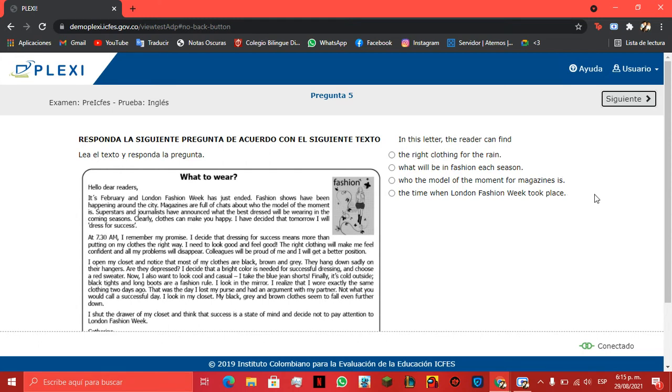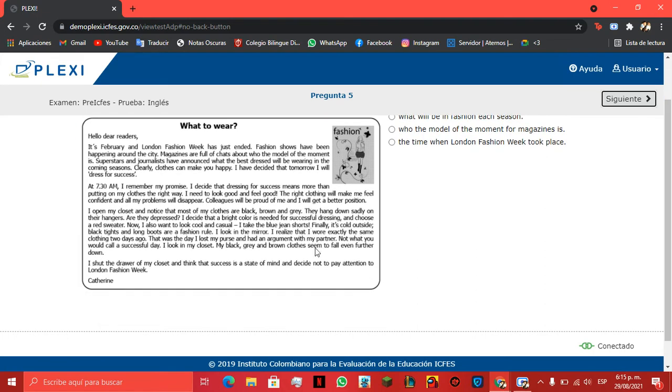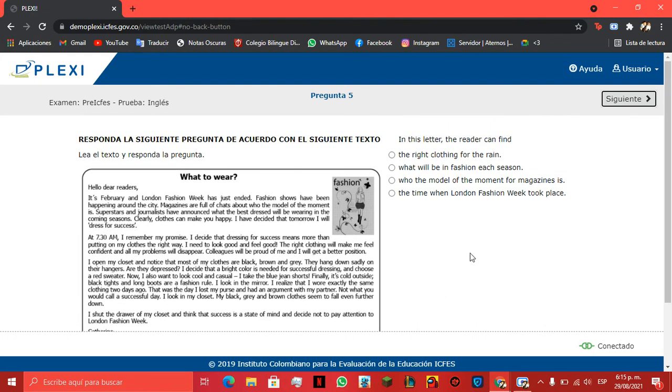In this letter, the reader can find. So what can we catch from this text? The right clothing for the rain. I think it is not the answer because it's true that they describe an outfit that can be used for the rain, but it isn't a specific right clothing for it. What will be in fashion each season? It is the answer.